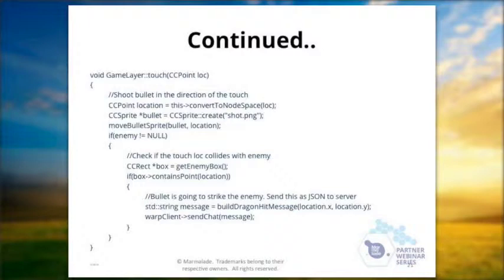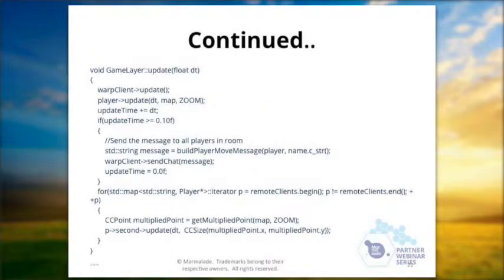Going forward, we check if the tap overlaps with the dragon's current position. If it does, then that means that the player has scored a hit. We then build a JSON message and inform the server about it. So the server can then reduce the dragon's health on its end, which is what we saw in the code snippet earlier from the server.